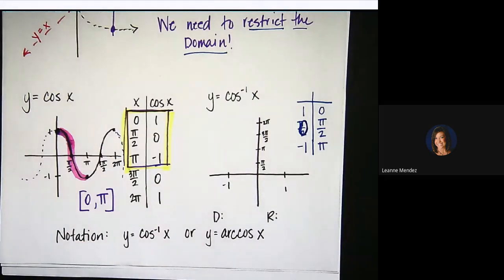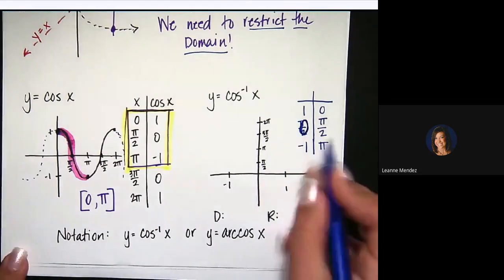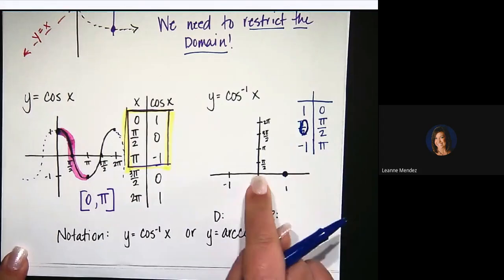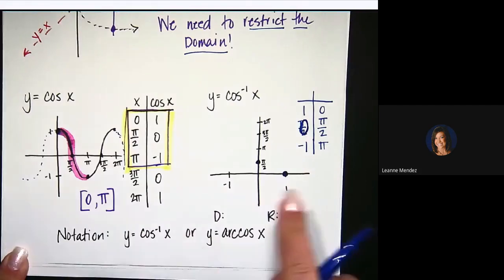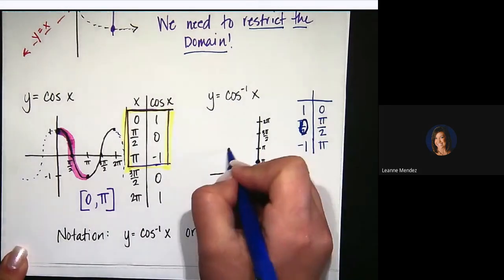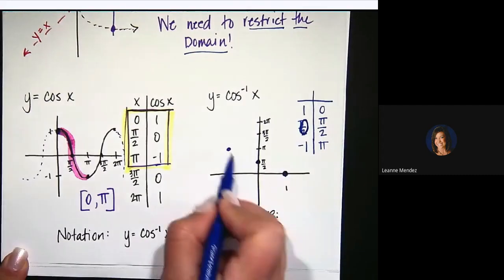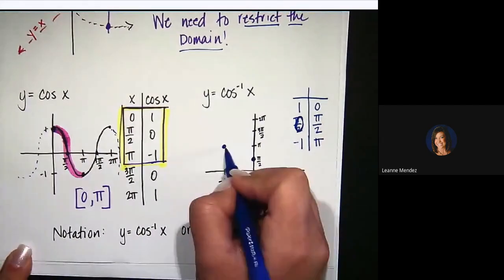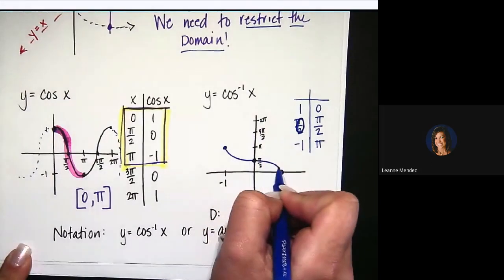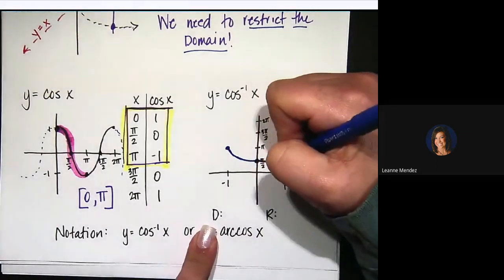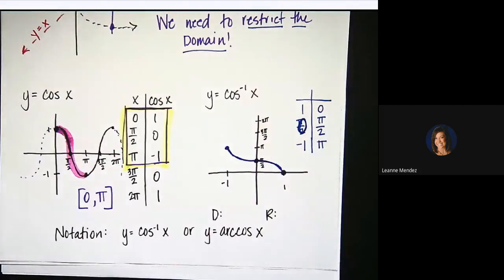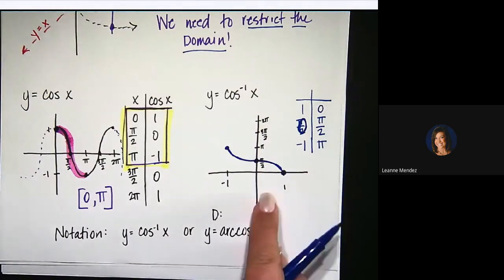Well, now let's graph this. If I graph these points, I'm going to be at 1, 0. So I'm going to have a point right here. I'm going to be at 0, pi over 2. And then I'm going to be at negative 1, pi. So those 3 points, although I don't want to draw a straight line, it actually has that curve to it. This is cosine. And I probably drew that y-axis a little too wide, but this is cosine inverse.